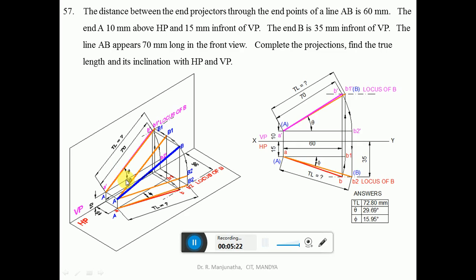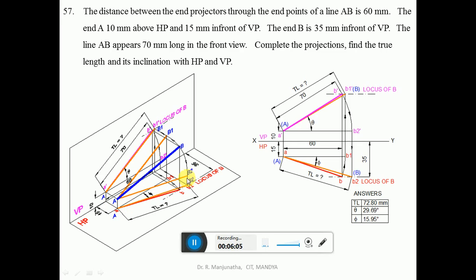Now, similarly, we want to find out the true length in HP. The true length in HP means that the line has to be parallel to HP. So which is the line which is inclined to HP? The front view, which is A dash B dash, that is capital AB in space. When you want to make this parallel to HP, with A as center, take the radius of AB and rotate B such that B2 will be above HP by 10 mm, so that both A and B2 will be above HP by 10 mm, and you will get the true length in HP.